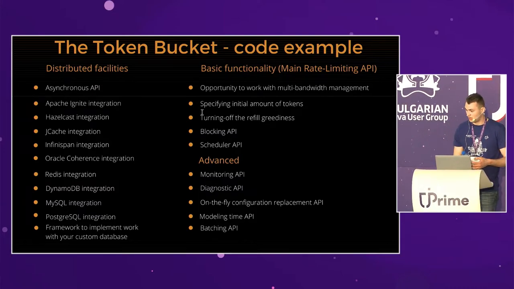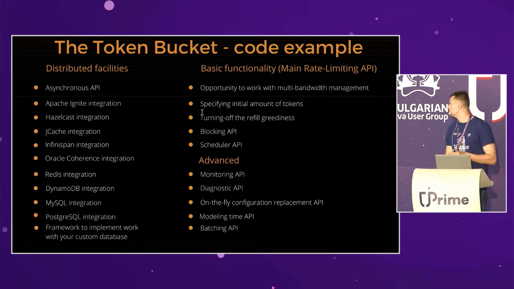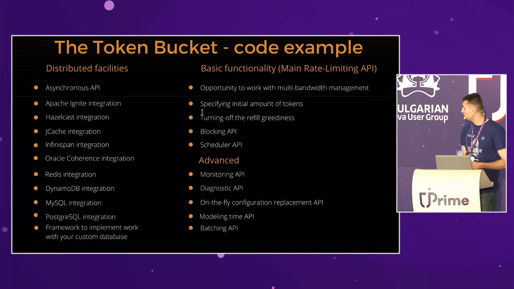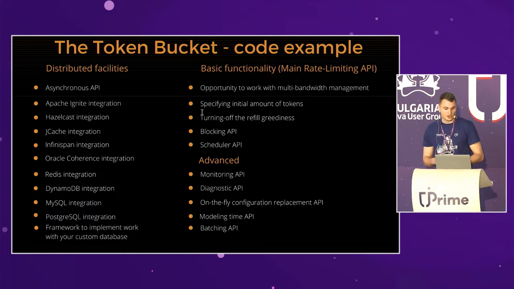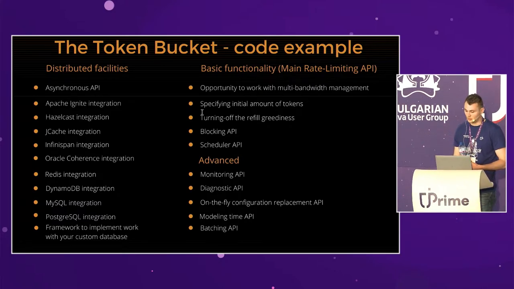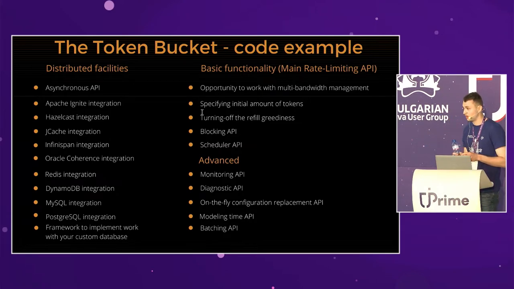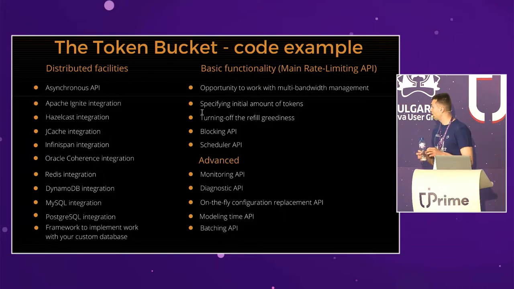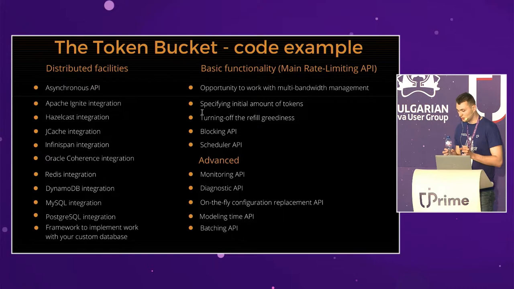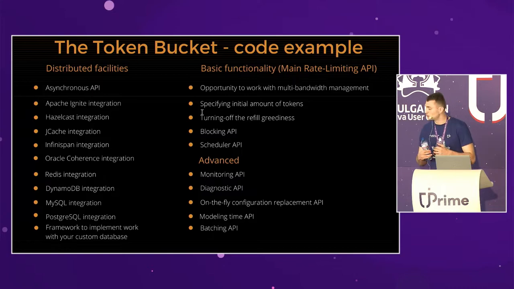And today, mostly, I will talk about the advanced API. So the first API is the monitoring API. As I said earlier, this is the opportunity to monitor our API. I will not, unfortunately, talk about the diagnostic and modeling time API. And on-the-fly configuration replacement is the opportunity to reconfigure our configuration at runtime. And we have the batching API. The batching API gives us the opportunity to optimize the number of calls to our database, to remove the bottleneck from the database.